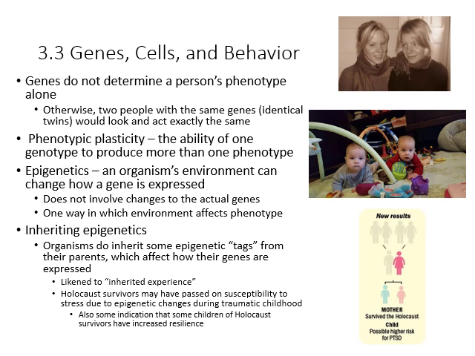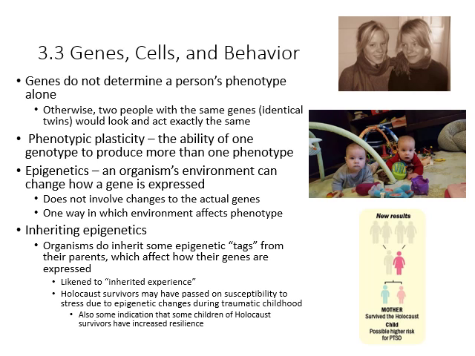Phenotypic plasticity is the ability of the genotype to produce more than one phenotype. Epigenetics is the fact that an organism's environment can change how a gene is expressed. This doesn't mean that the actual genes are changed. There is kind of a next level of chemicals that can turn a gene on and off. And this is another way in which the environment affects our phenotypes.